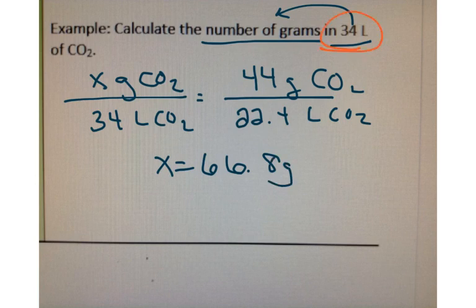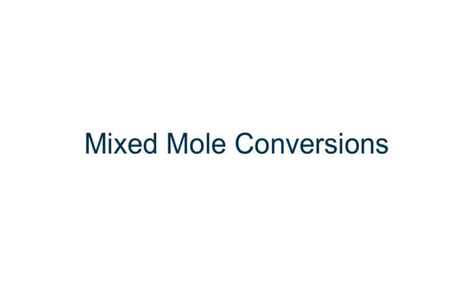But rounding to the two sig figs that are found in 34, I would round up because that other number is an 8. So it would be 67 grams. All right, hopefully you have a basic understanding of how we do conversions in this class between grams, particles, and liters. Have a good night.